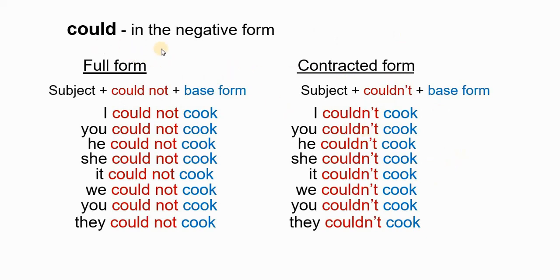Now could in the negative form. So we have the full form, which is subject plus could not plus base form. I could not cook. You could not cook. He could not cook. She could not cook. It could not cook. We could not cook. You could not cook. They could not cook. And also, we have the contracted form.